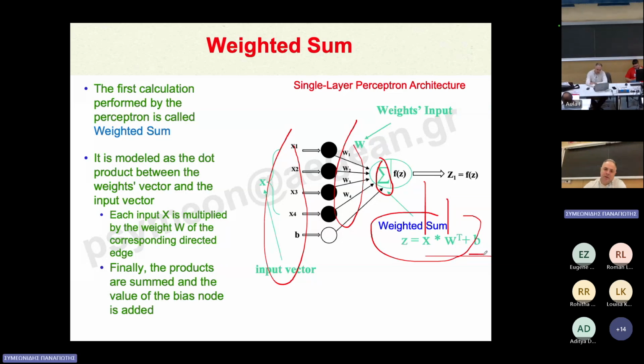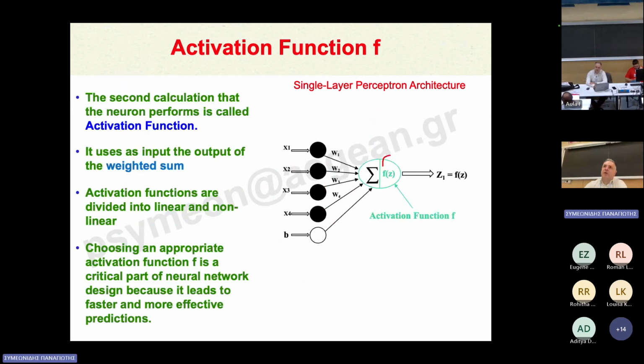And after this, we have the activation function. So the last part of the operation of a perceptron is the activation function. It uses as input the output of the weighted sum. Activation functions are divided into linear and non-linear. Choosing an appropriate activation function F is a critical part of a neural network.